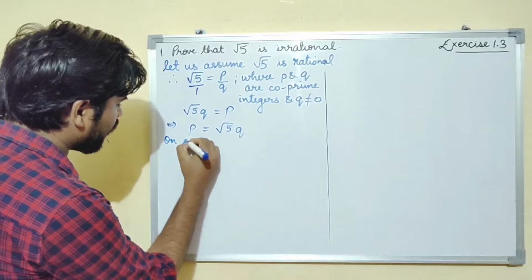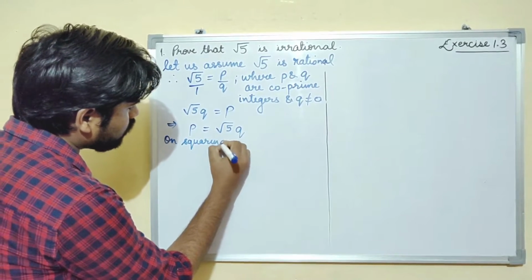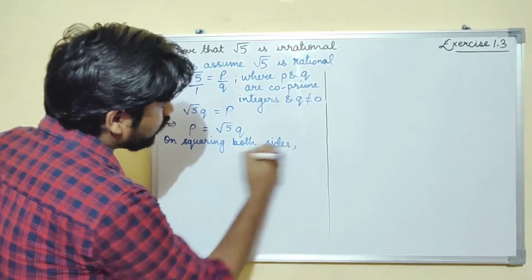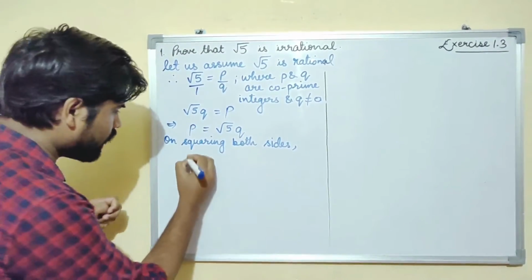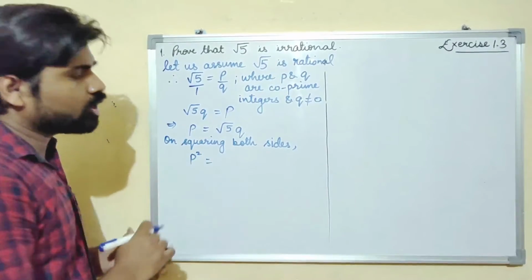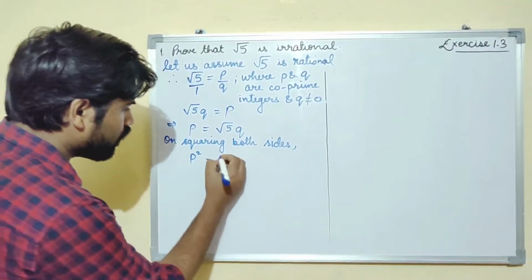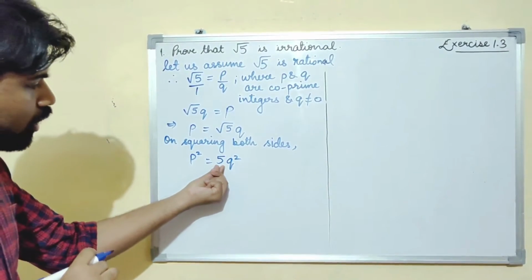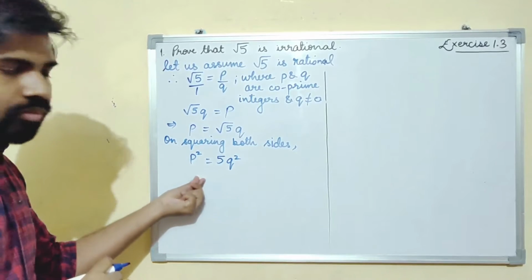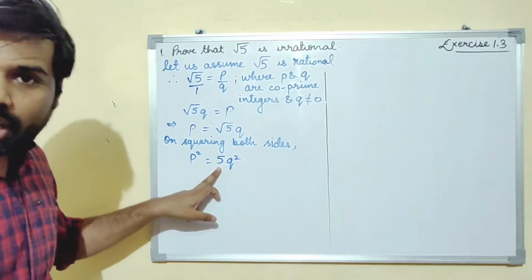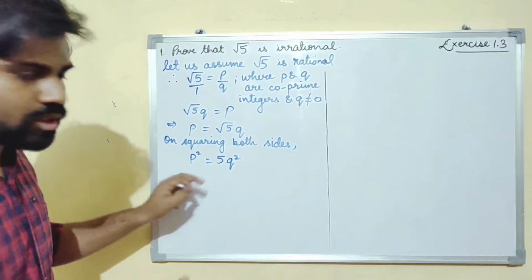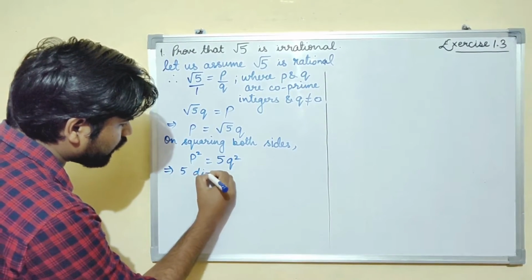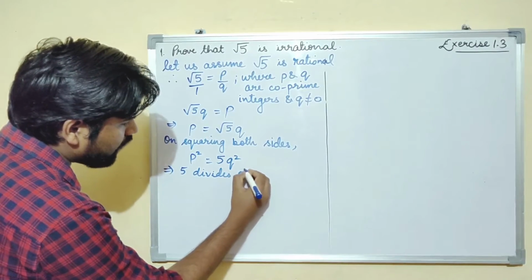On squaring both sides, you'll get p squared equals, the square of root 5 is 5 only, so you'll get 5 q squared. Now, what conclusion can we draw from this statement? That p squared is divisible by 5, right? This implies that 5 divides p squared.